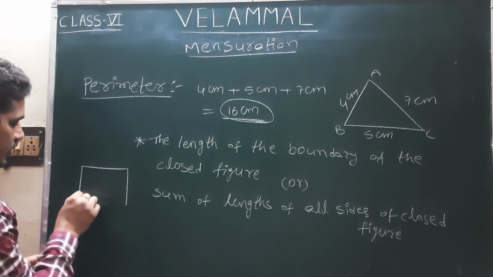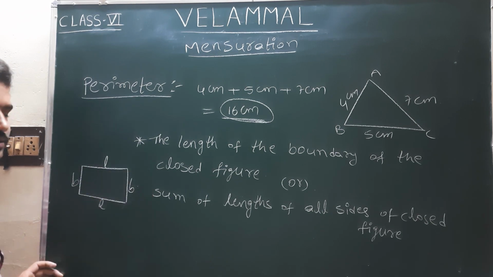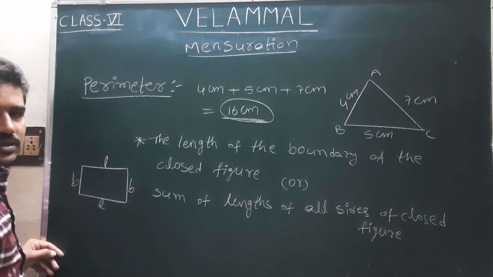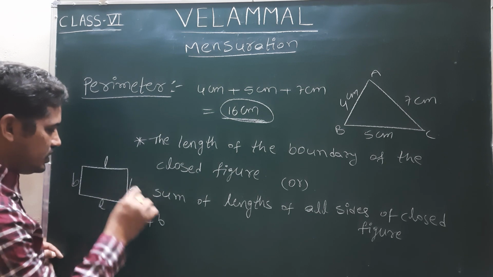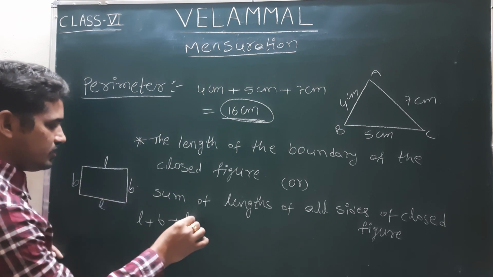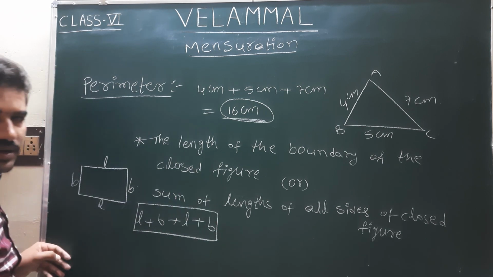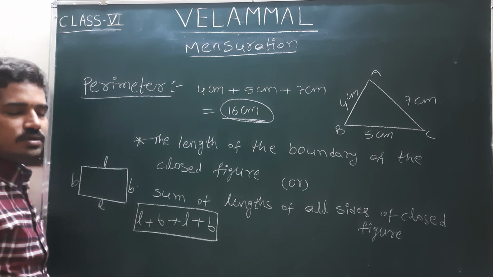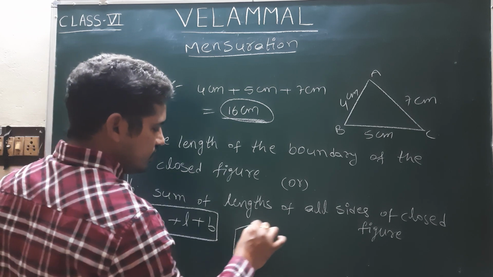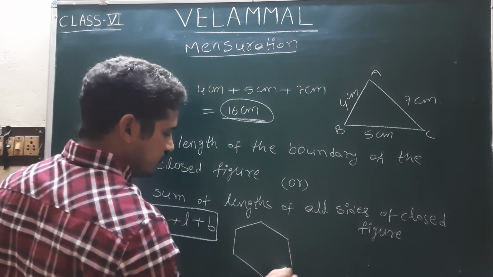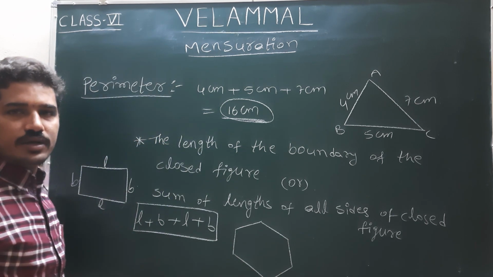Here one more example we can take. For example, we take a rectangle, with length and length, breadth and breadth. Then we can say the perimeter is this length plus this length plus this breadth plus this breadth. By adding the 4 sides, we get the perimeter of the rectangle. Whatever figure we take, we add all the side lengths, and then we get the perimeter.